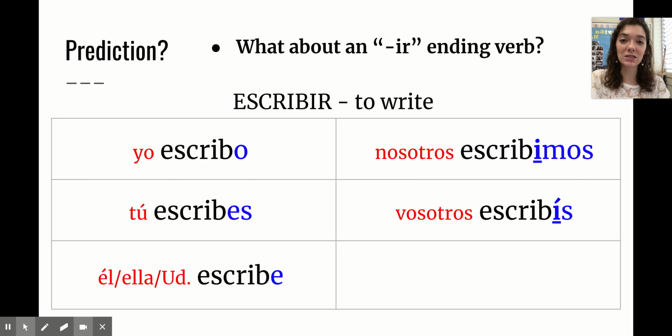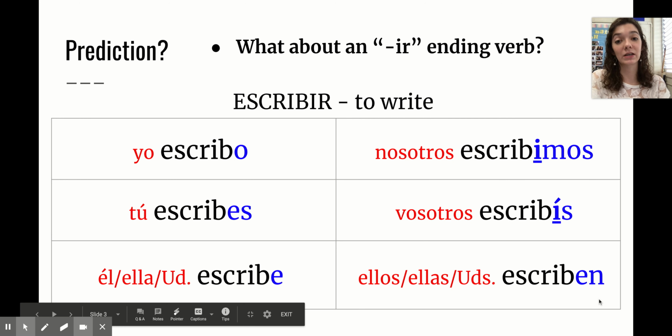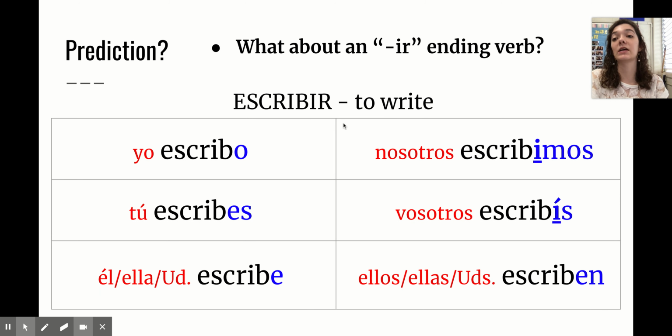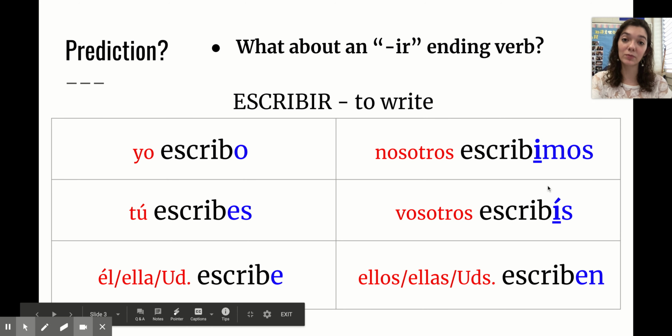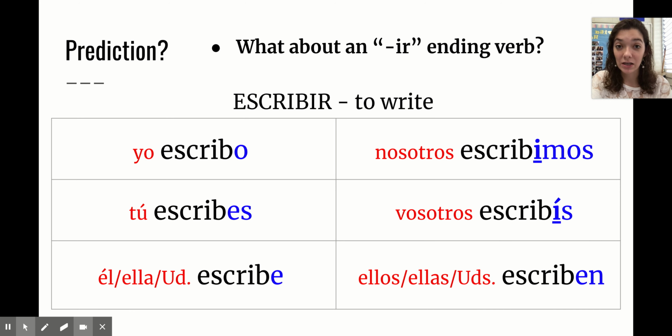Vosotros escribís, with an accent on the I. And ellos, ellas, ustedes escriben, with the E-N. So these are our IR endings, okay? For a verb like escribir, you got escribo, escribes, escribe, escribimos, escribís, escriben. So practice saying those with me at home.